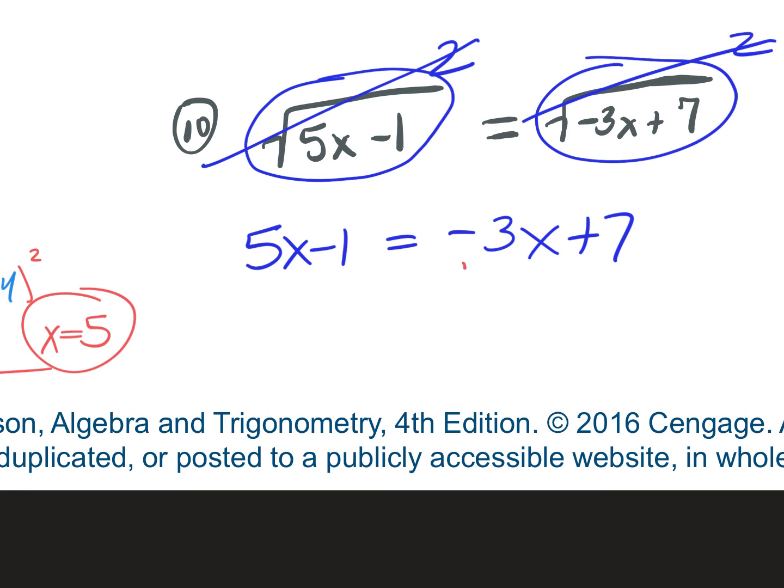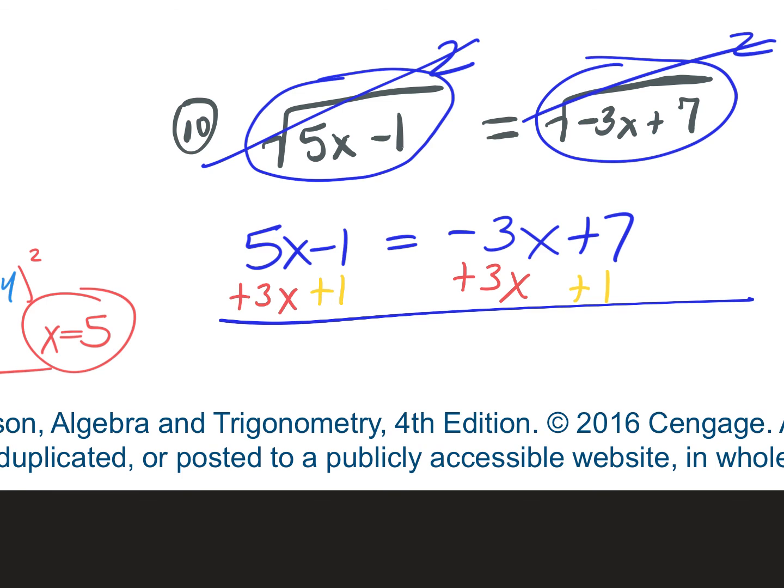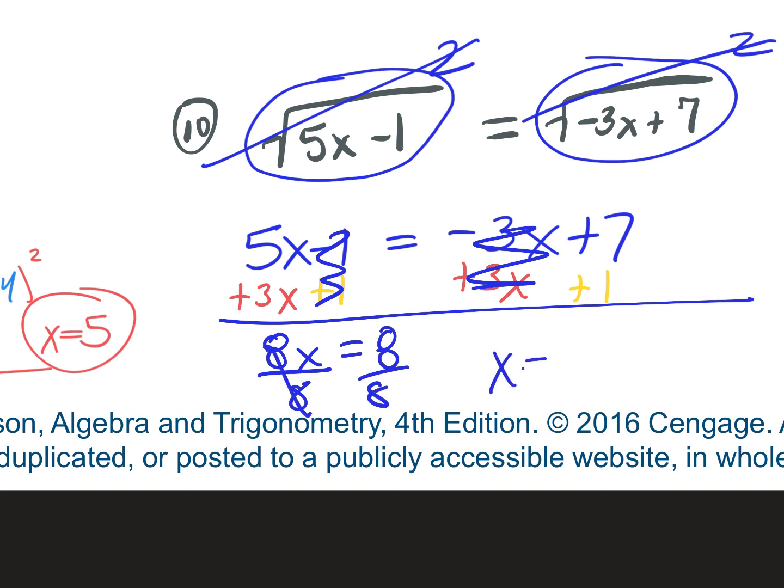I like everything on the left-hand side for x's, so I'm going to add 3x to both sides. And then I'm going to add 1. Everybody with me? Yes. So 5x plus 3x is 8x. Negative 1, positive 1 cancels. Negative 3x and positive 3x cancels. And 7 plus 1 equals 8. Now I divide both sides by 8, and x equals 1.